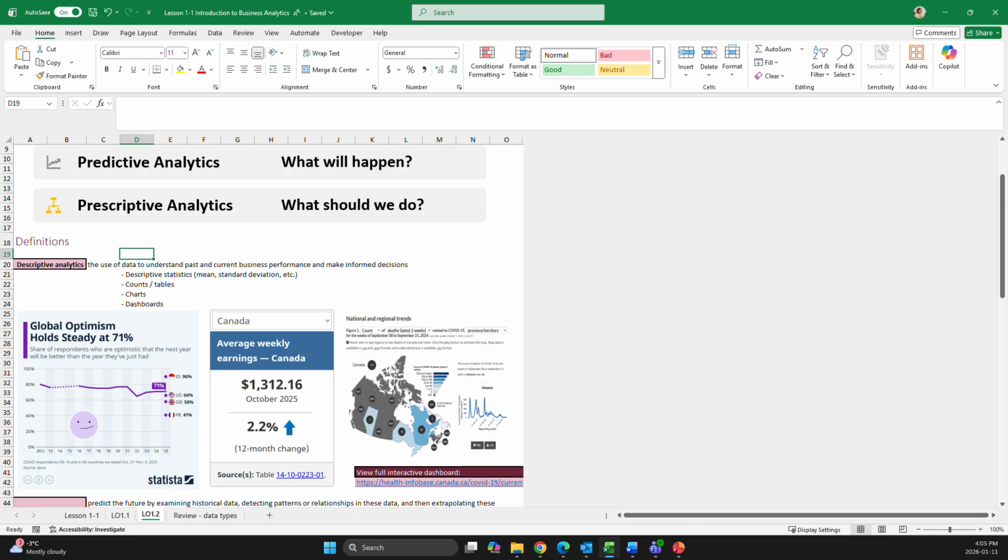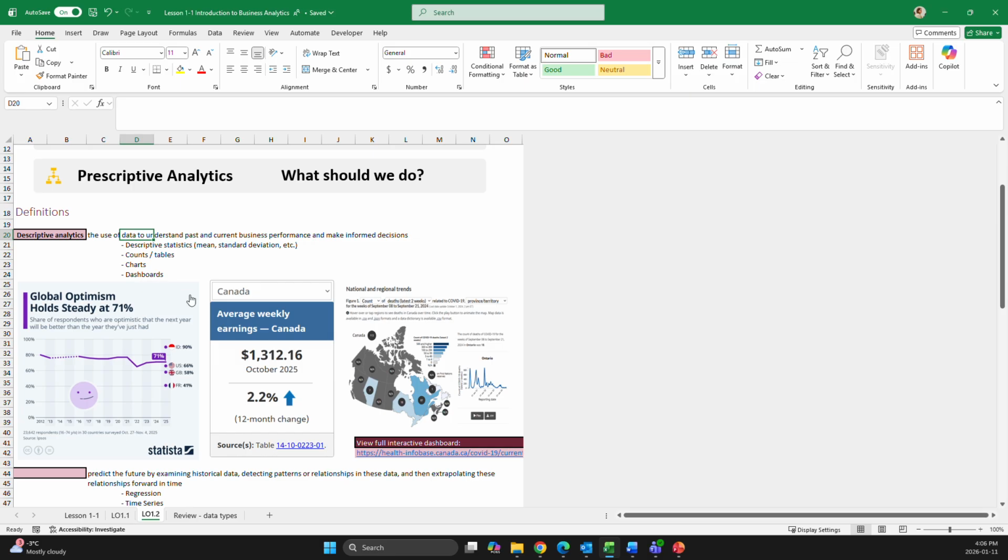Methods that we use in descriptive analytics can include regular descriptive statistics like the mean, median, mode, standard deviation, variance, etc. For data that is captured in text or categories, we can use counts and tables. We use a lot of charts, and in this course we'll also be using dashboards, which is something new that we're going to learn about in our business analytics class. I've got some examples of descriptive analytics here.